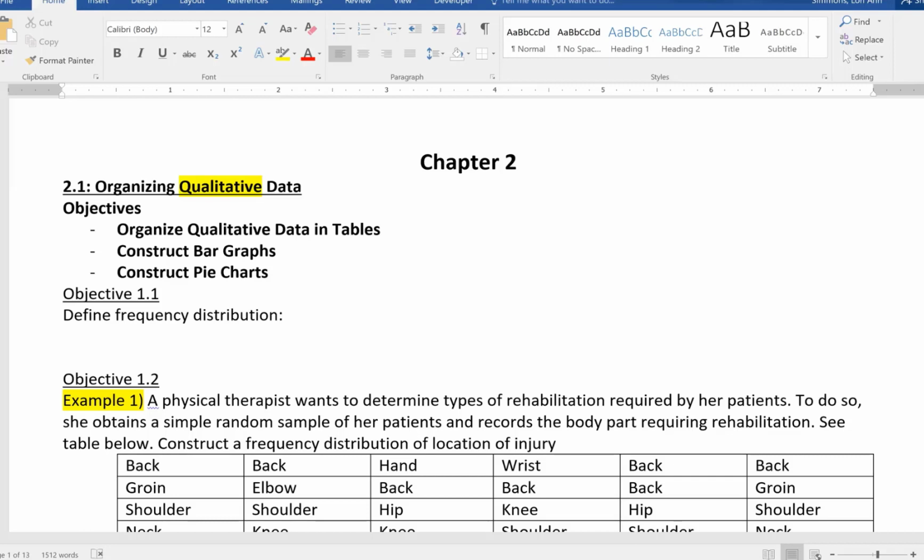In Chapter 1, we learned different ways or methods to collect data and the different types of data. Again, we have qualitative data and quantitative data. So let's start with qualitative data. This is what 2.1 focuses in on: the qualitative data and the types of charts to use. So for qualitative data, we will be using bar graphs and pie charts.